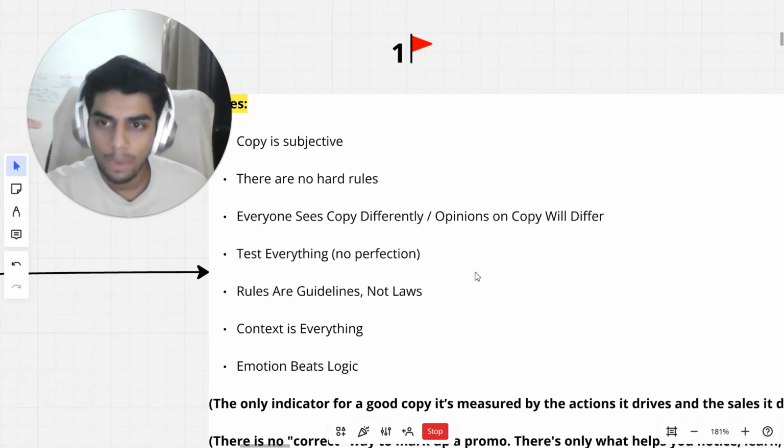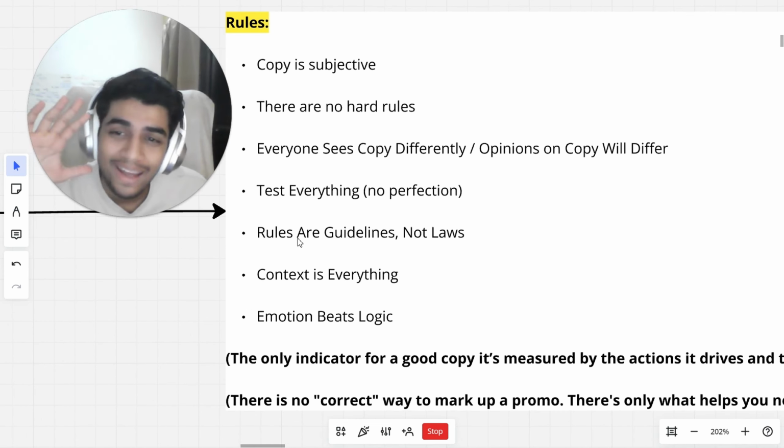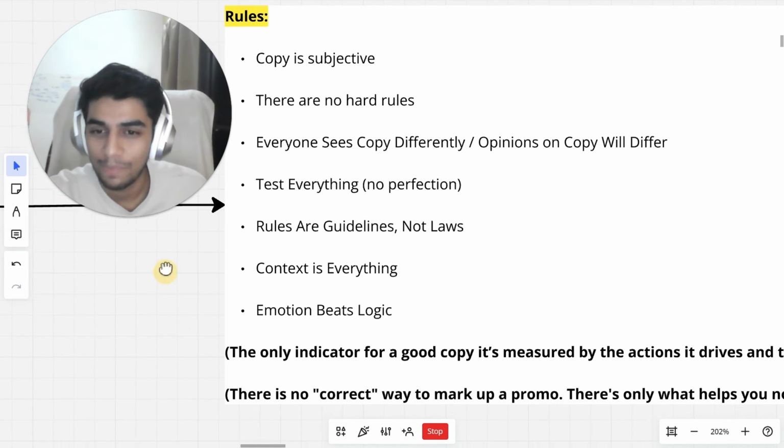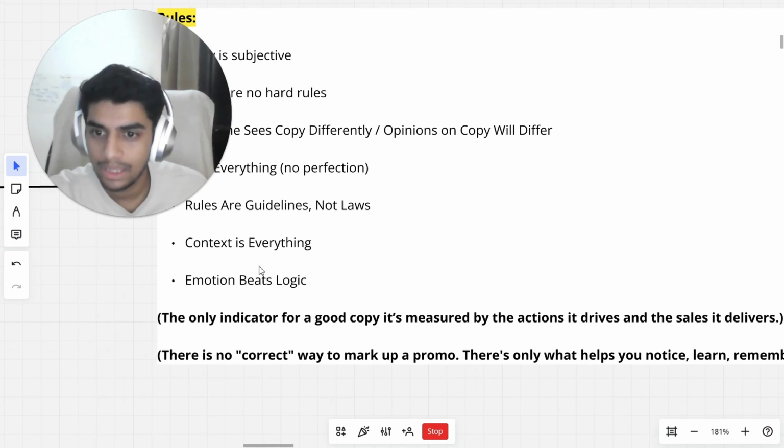There is no perfection. Copy is subjective, and again, there are guidelines. Rules are guidelines and not laws. So to be honest, nothing matters when you are writing a copy. What actually matters, I'm going to show you. Context is everything.